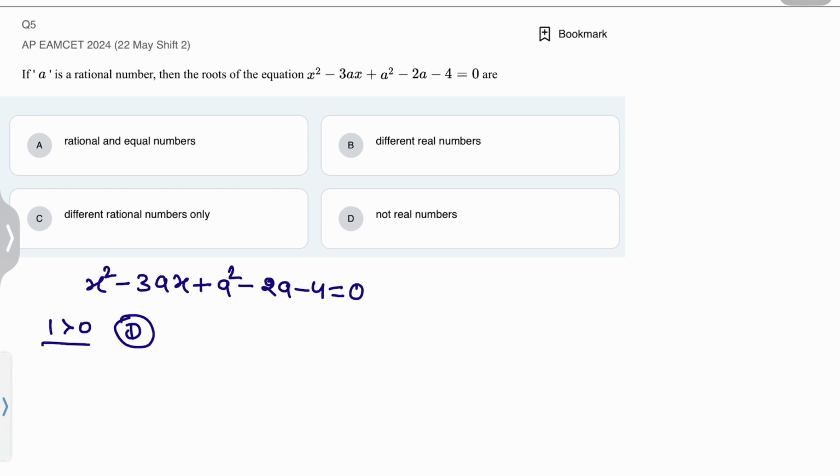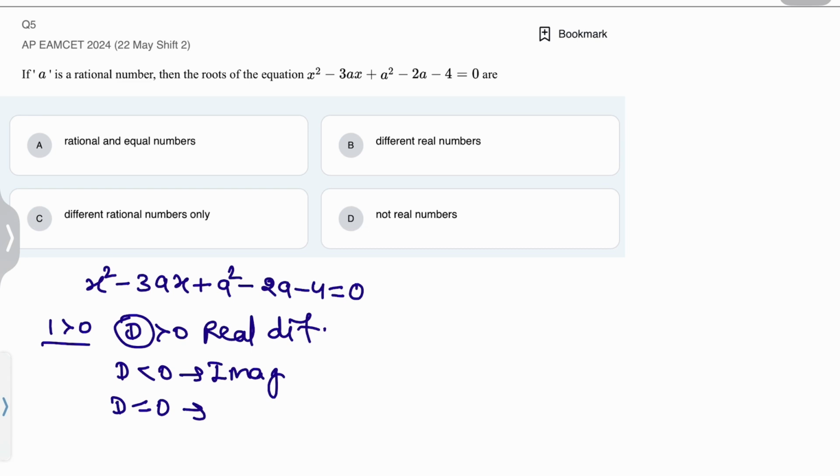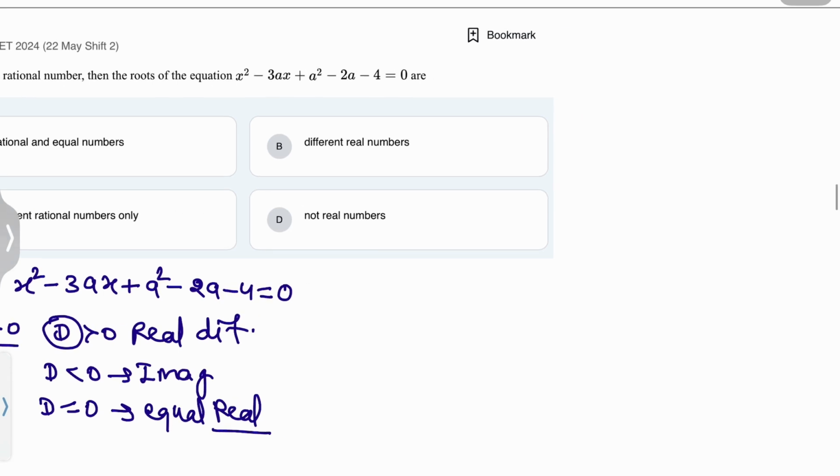If d is greater than 0, then the condition is real and different roots, right? If d is less than 0, then the roots are imaginary, right? And if d is equal to 0, then the roots are equal and real, right? So check d.